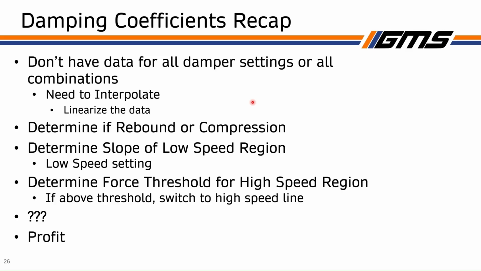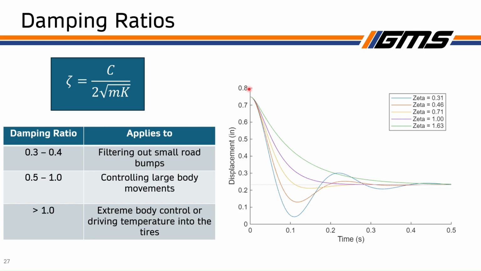And so now that we have a way to figure out what our damping coefficients are going to be, we can use that and we can calculate a damping ratio. The damping ratio is given the letter zeta. It's a Greek letter. And this is the formula to calculate the damping ratio.